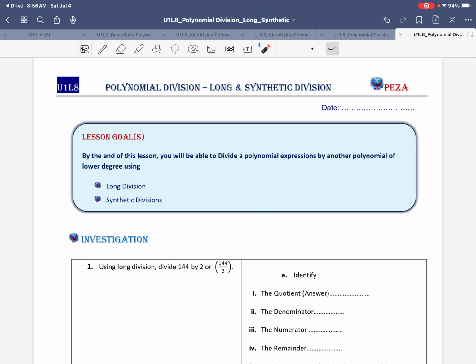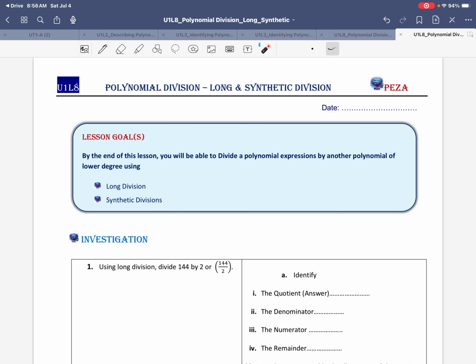In this lesson, we'll explore polynomial division. By the end of this lesson, you'll be able to divide a polynomial expression by another polynomial of lower degree using either long or synthetic divisions.